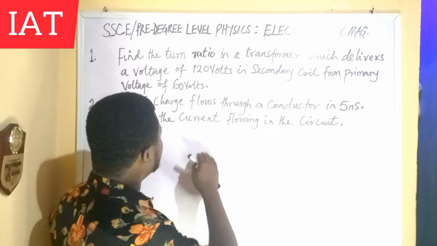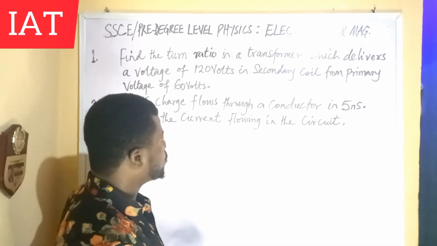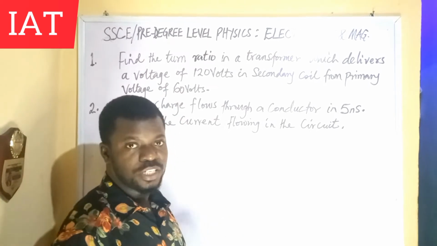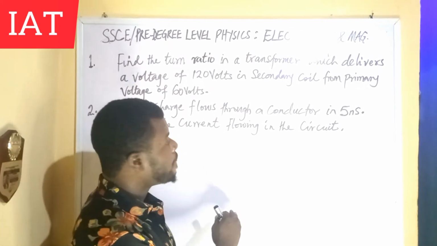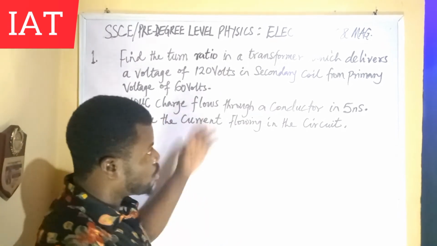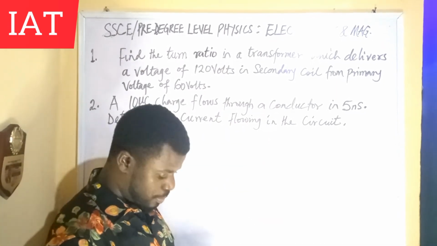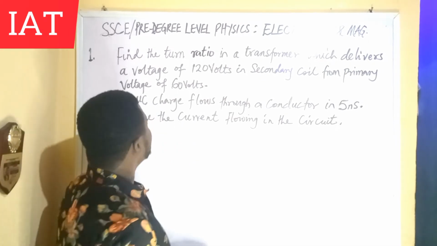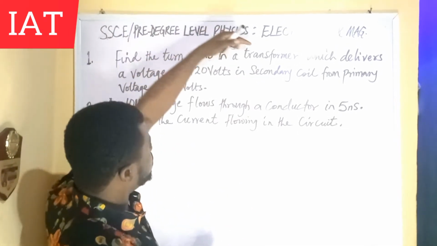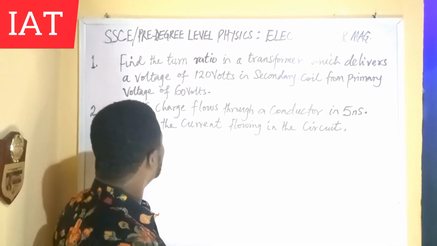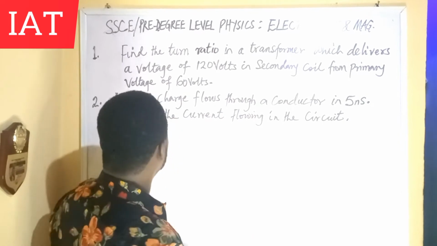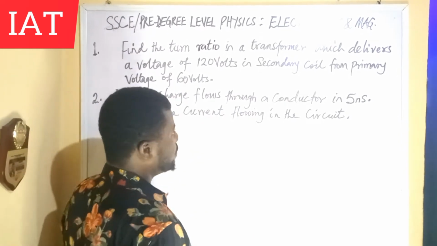Then in the second problem, I'm going to go straight to talking about the relationship between the charge, the current, and also the time. All right, let's go straight to the solution to this problem. Find the turn ratio in a transformer which delivers a voltage of 120 volts in the secondary coil from a primary voltage of 60 volts.